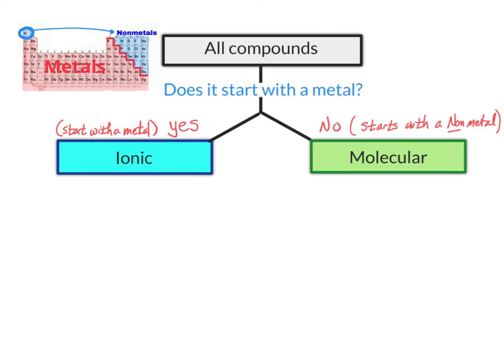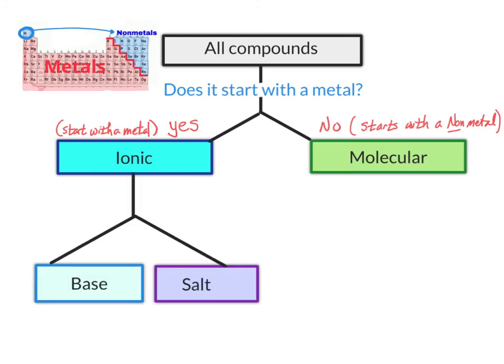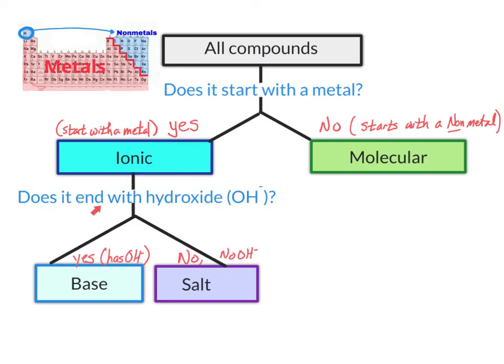Underneath the ionic compounds, we're going to see that the 2 choices are bases and salts. I listed the bases first, partly because of my mnemonic, IBS, but partly because it's easier to identify the bases first, because the bases end with hydroxide, whereas the salts end with all kinds of different endings.